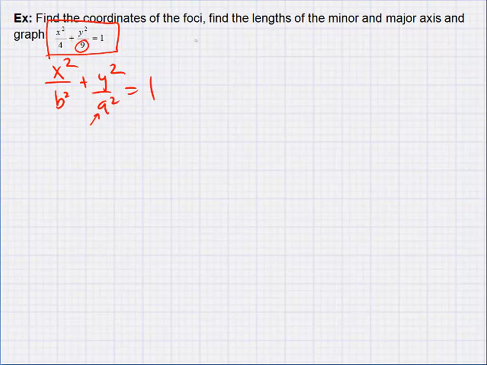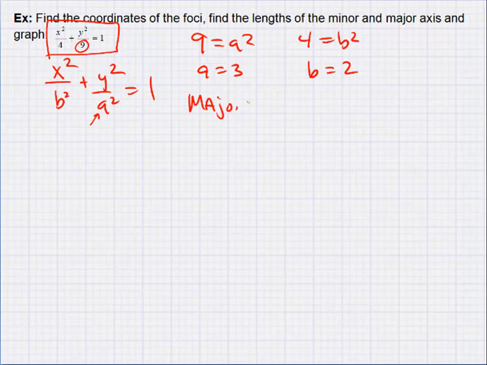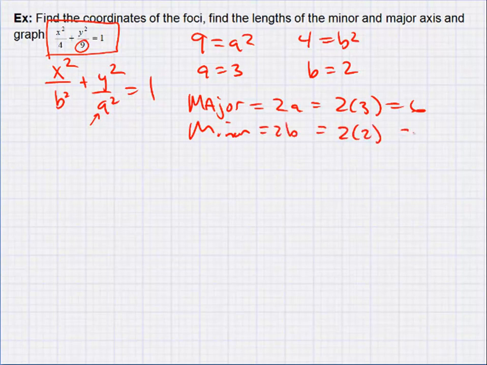Well, right away we can label that 9 is our a squared, which tells us that a is 3, and 4 is our b squared, so that tells us that b is 2. And once you get a and b, then that gives you your major and minor axis. So our major axis should be 2a, which tells me 2 times 3, so 6. My minor is 2b, so that's 2 times 2, so that's 4. Those are the lengths of the major and the minor axis. And then we got to get the foci. Well, foci is the c value.